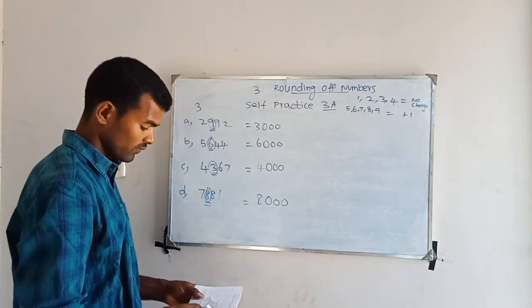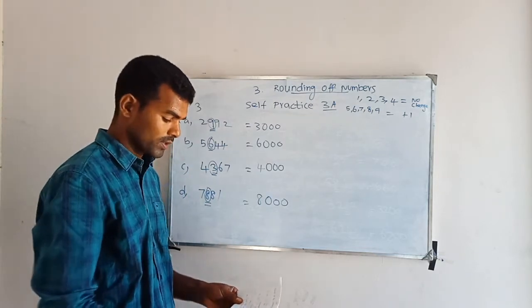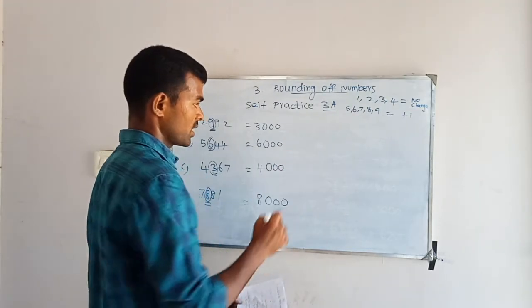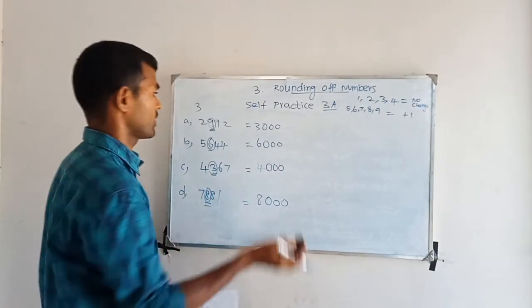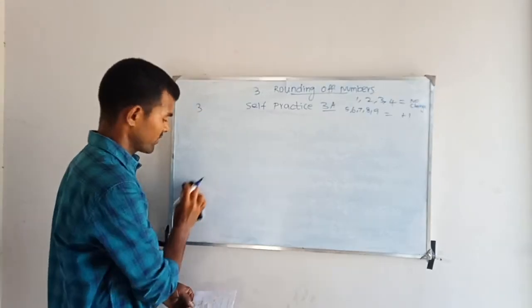Next, we will go to the fourth question. Give the approximation of the following numbers to the nearest 10, 100 and 1000. They have given one question and told you to complete. You have to find the nearest 100, 1000, 10, everything.